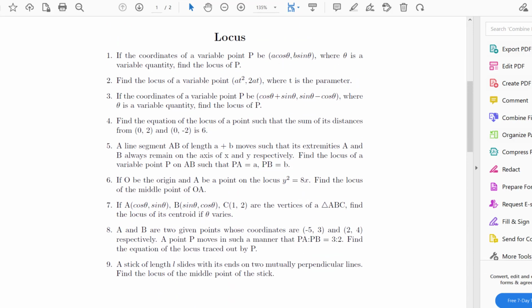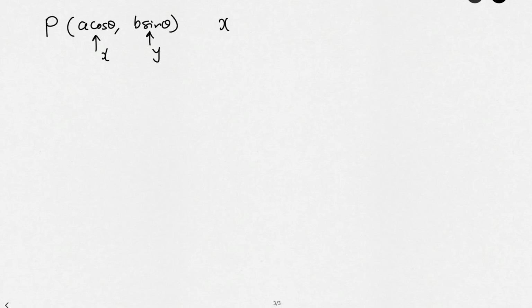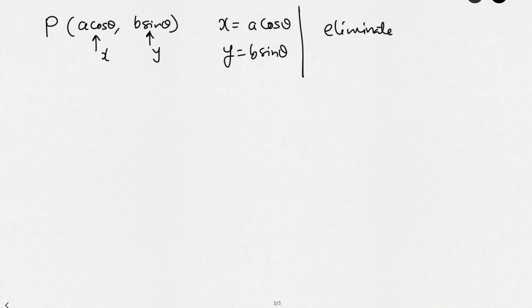X and y is already given. Point P is given. What is that? A cos theta and B sin theta. That means this is your X and Y, right? So you just write X is A cos theta, Y is B sin theta, and ultimately you have to eliminate theta, right? Because that's the variable.